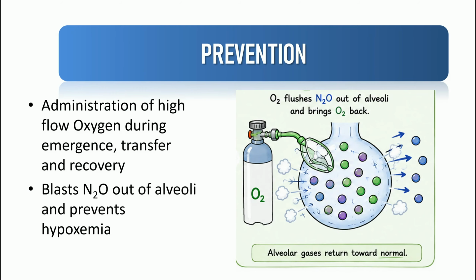You administer high flow oxygen on emergence. This does not need to be 100% oxygen, but certainly 30% or more. And the patient should go out to the recovery room with supplemental oxygen. Supplemental oxygen blasts nitrous oxide from the alveoli and definitely prevents hypoxemia.